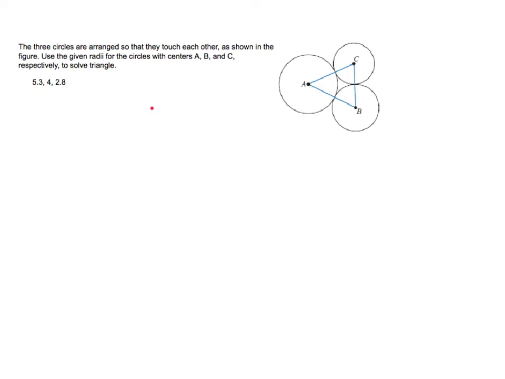For example, we are told that circle A has a radius of 5.3, and what that means is that this distance from here to here is 5.3, and so is this. We are told that circle B has a radius of 4, so that is this distance and this distance. And we are told that circle C has a radius of 2.8, so that's 2.8, and so is this.